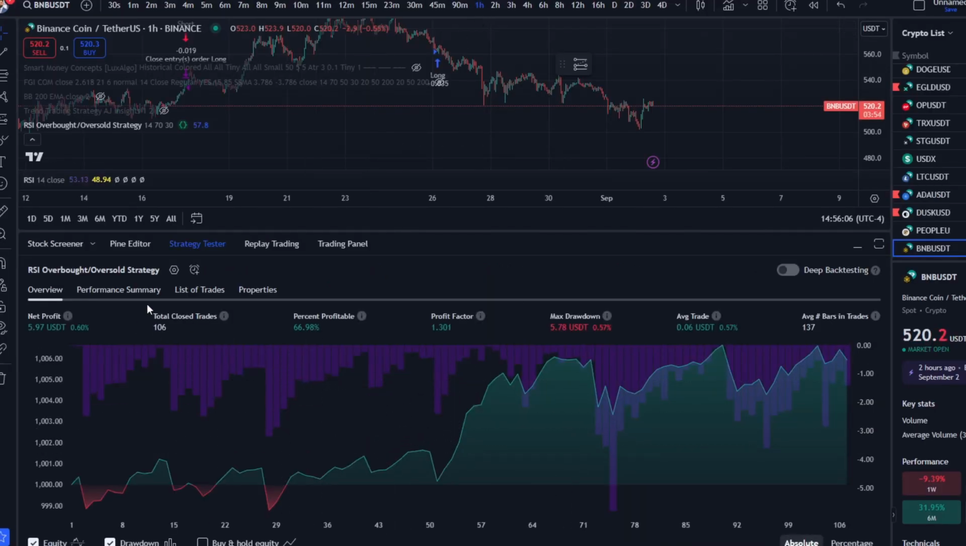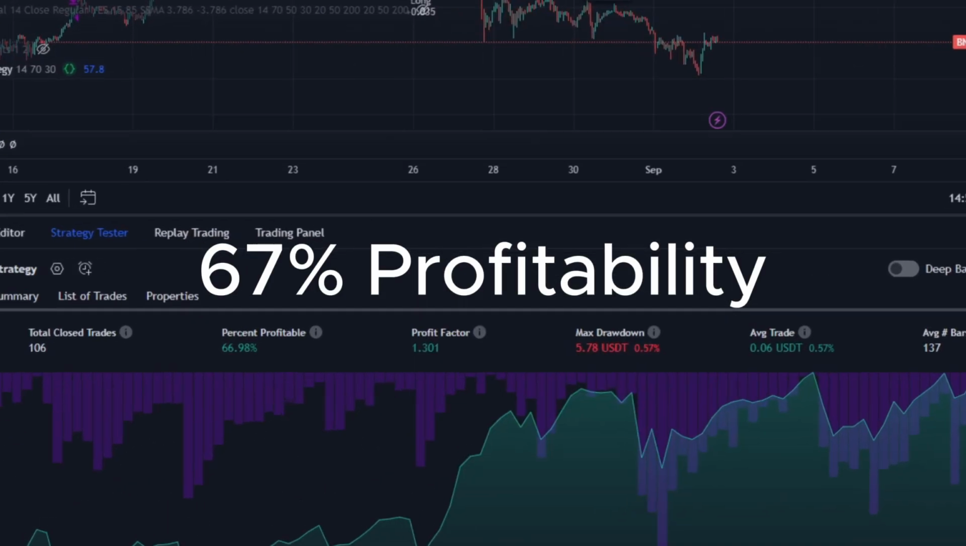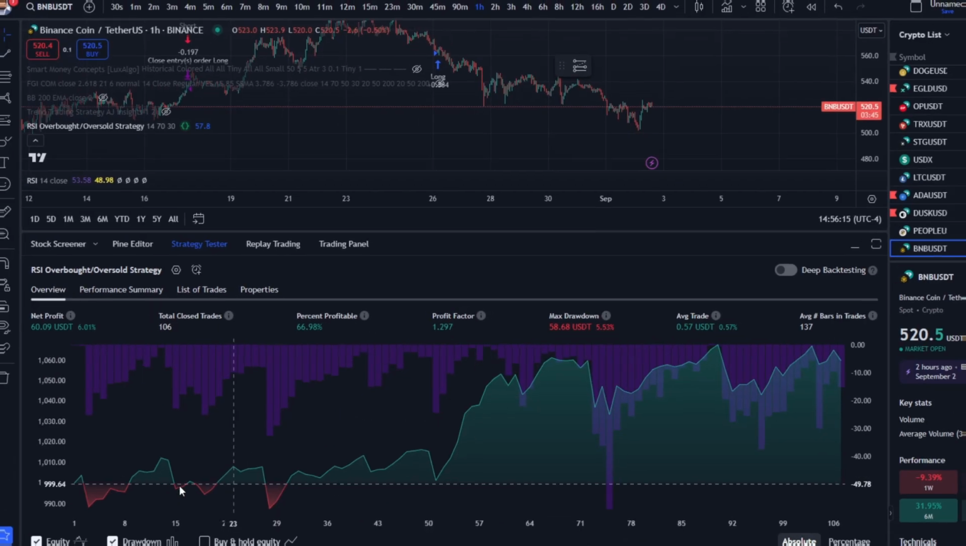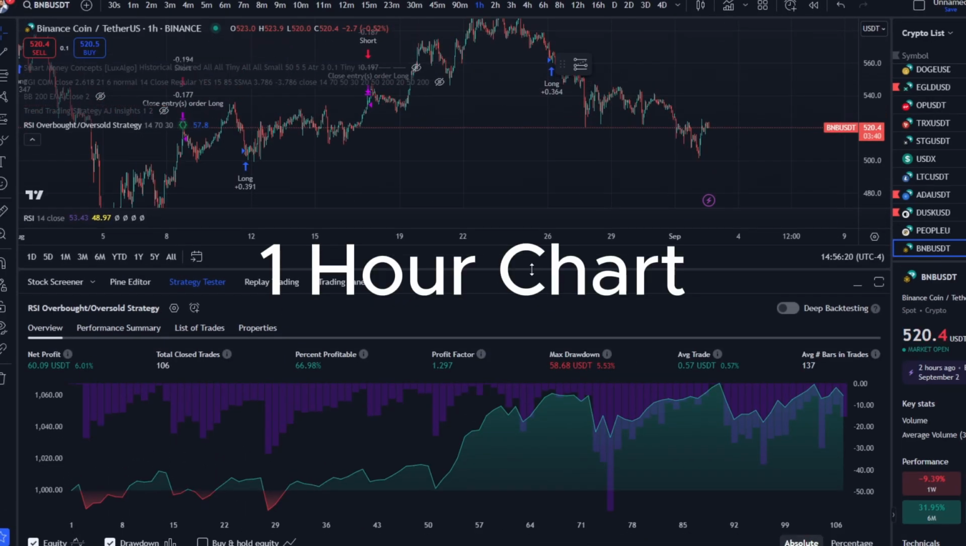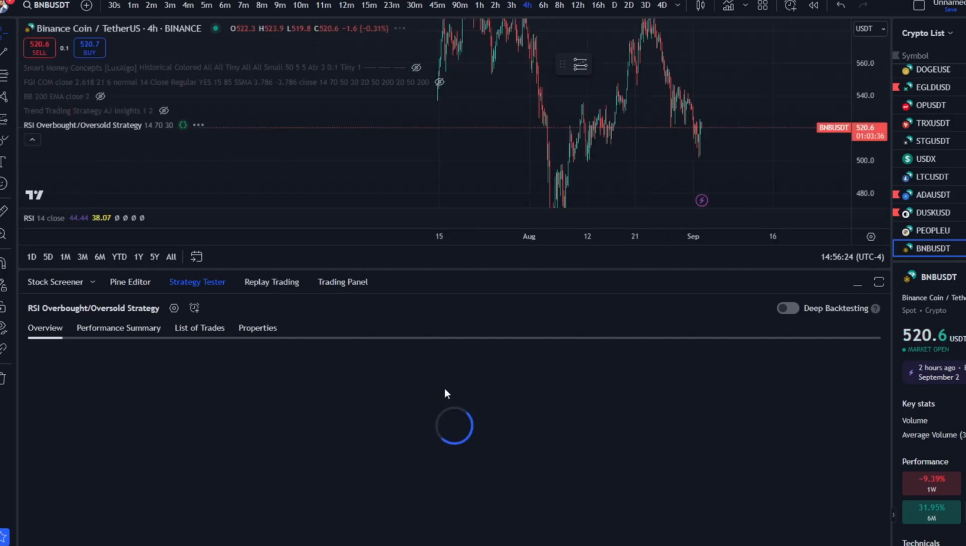Based on our backtesting results, we can see a 67% profitability for just using the RSI strategy on the 1 hour chart. However, don't forget to account for commission rates.